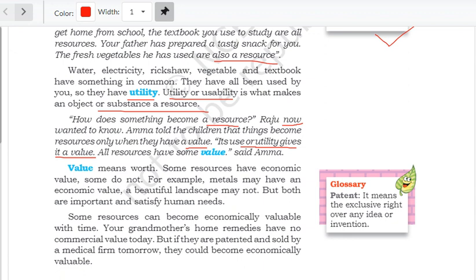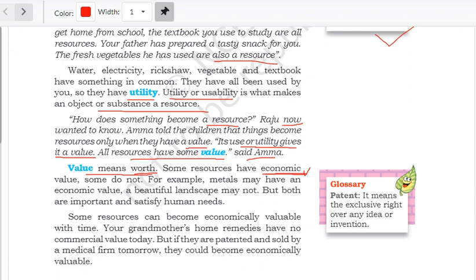All resources have the same value, said Amma. Value means worth. Some resources have economic value, some do not. Economic means something that is related to money. That is economic. And some do not.